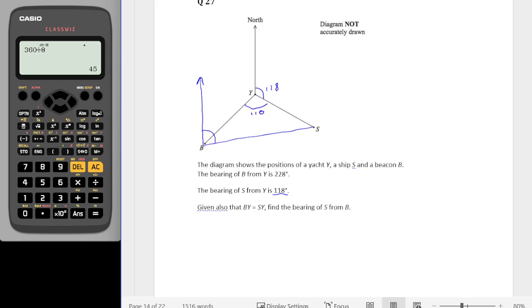And then I'm going to go slightly further, and I'm going to say what this angle here is, because I'm going to use that shortly. So I'm going to do 360 minus 228. So that's going to give me 132.